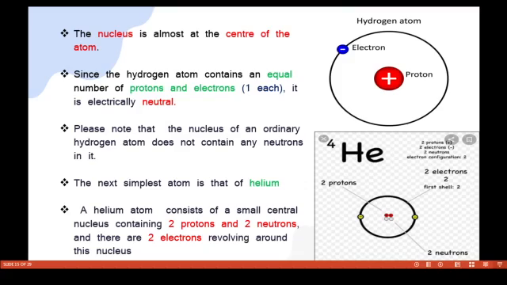So the next simplest atom we will take is that of helium. See, helium has 2 protons, 2 electrons, 2 neutrons. So the helium atom consists of a small central nucleus containing 2 protons and 2 neutrons, and there are 2 electrons revolving around the nucleus. So this is the example for hydrogen and helium. See the difference between those.